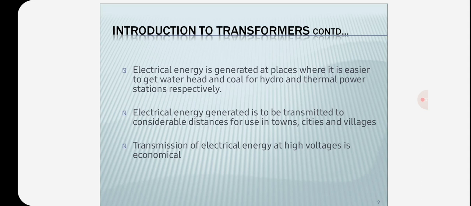The transformer does not consist of moving parts, so it is generally called a static device. Due to the absence of rotating parts, there is no friction and windage loss. Being a stationary device, the losses are relatively low. Hence, the efficiency of a transformer is high.